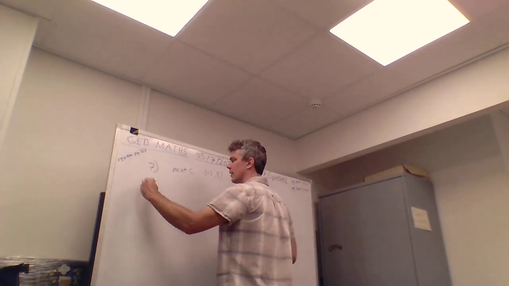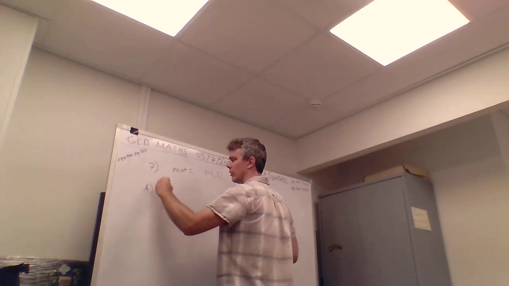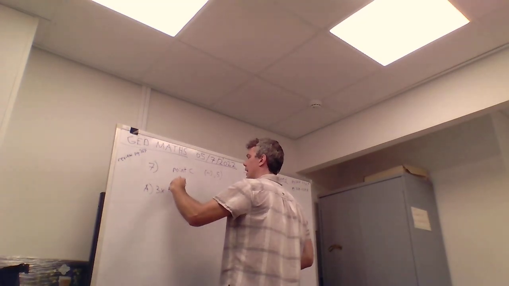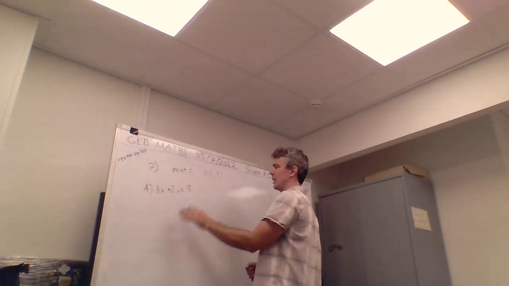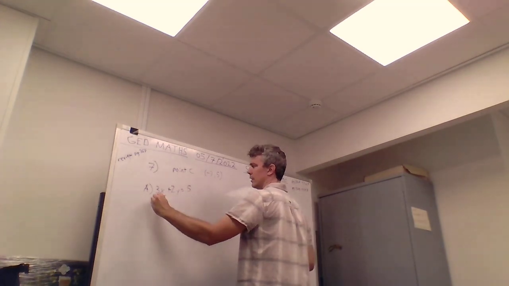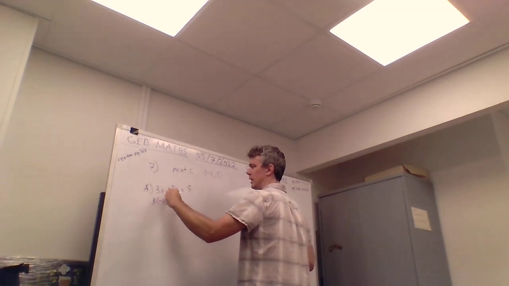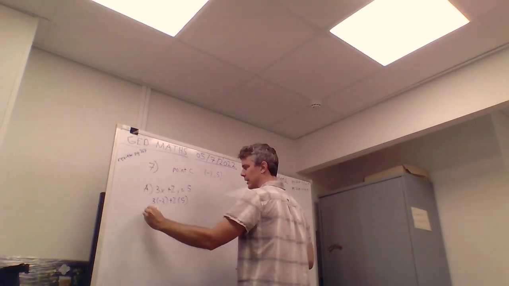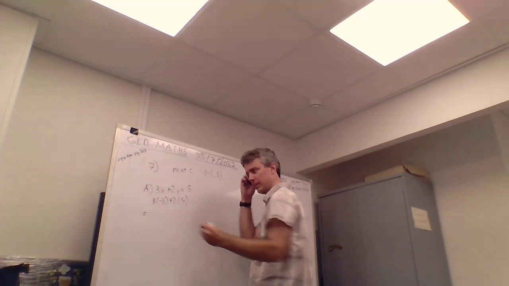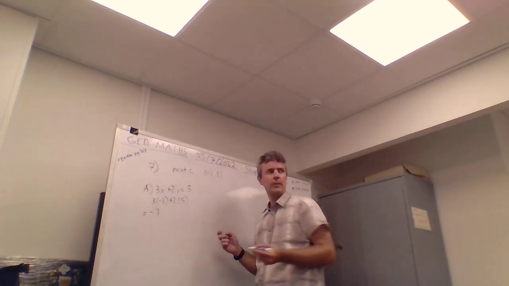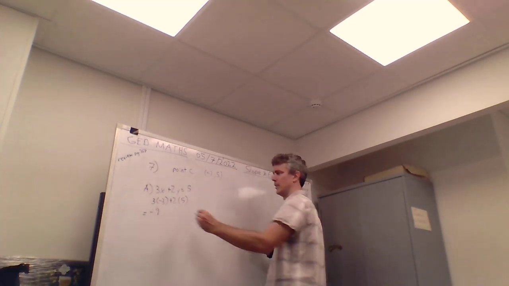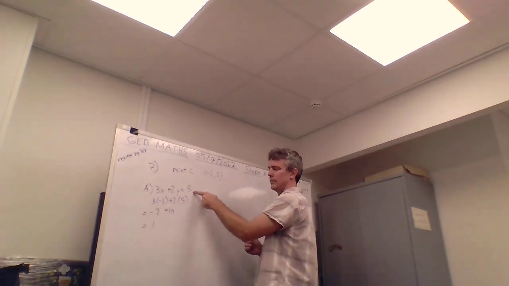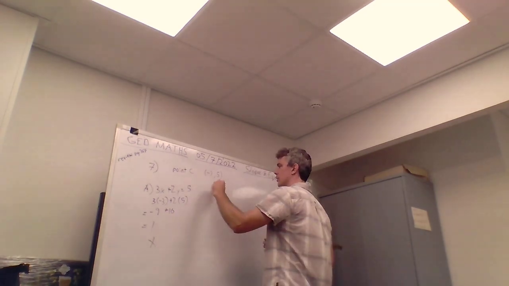So A is what? 3x plus 2y equals 5. Okay, so we put everything in. x is -3. 3 times -3 plus 2 times 5. What's 3 times -3? Minus 9. What's 2 times 5? 10, right? Minus 9 plus 10 equals 1. Doesn't equal 5. So not A. Alright, let's try B.